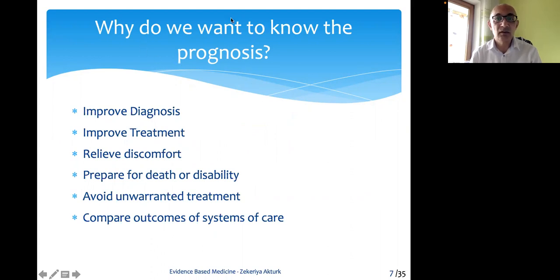Why do we want to know about the prognosis? Here are some factors. First, it improves the diagnosis. It improves the treatment, your choices of treatment, and it relieves discomfort to know that I have very low risk, for example. Of course, it also can increase the discomfort if you tell the patient that he or she has a very high risk of stroke. But then this is also one reason, one factor to convince the person to make life modifications or changes. Or if it is a very serious condition, then it may help to prepare for death or disability, avoid unwarranted treatment, and compare outcomes of systems of care.